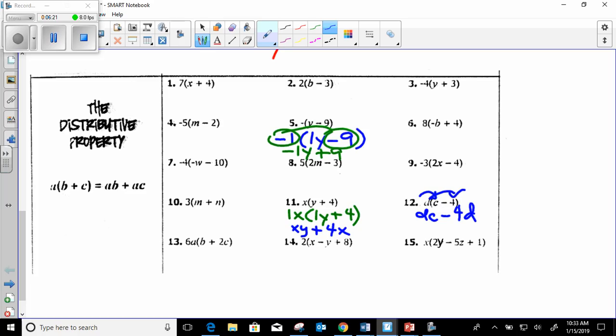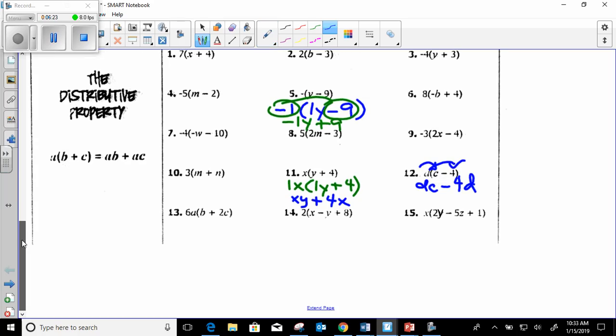And let's do one more, number 13. So a 6a times a b would be 6ab, and a 6a times a positive 2c would be 12ac.